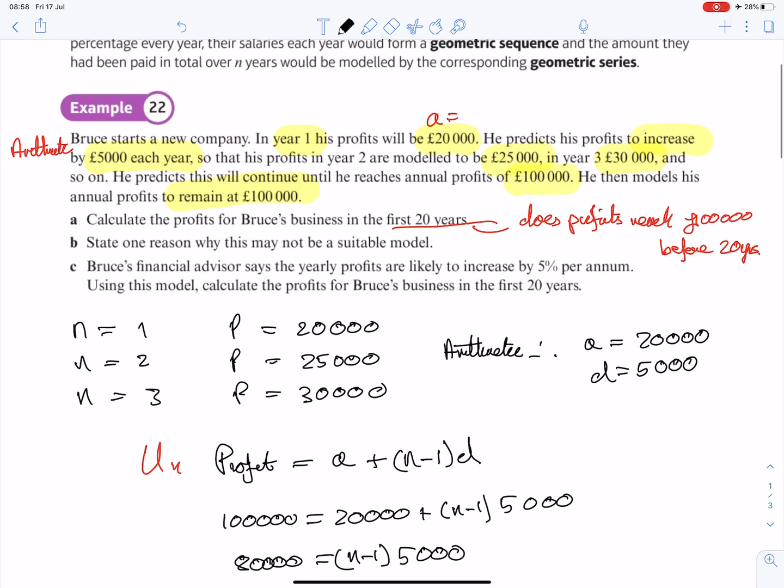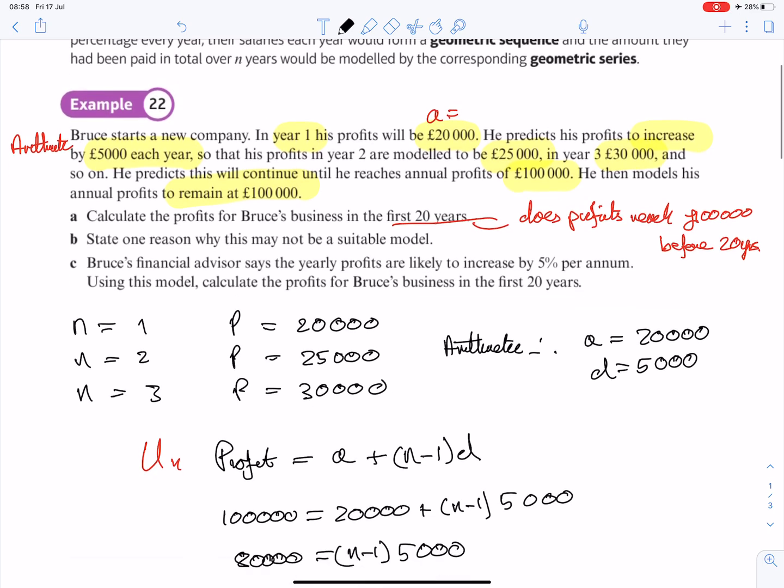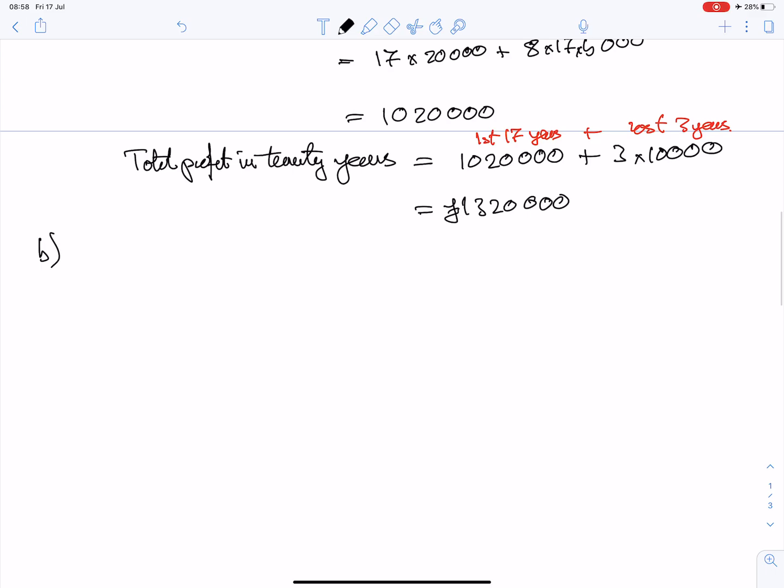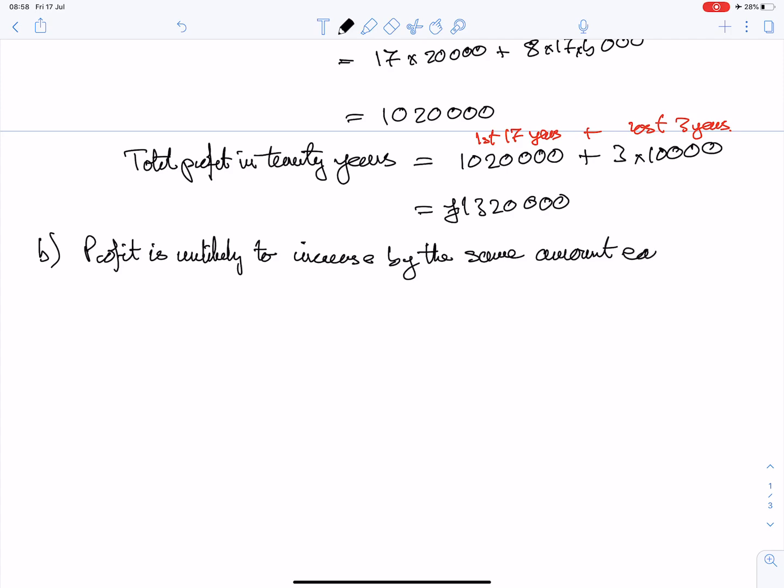Part B. State one reason why this may not be a suitable model. Well, profit is unlikely to increase by the same amount each year. There's going to be some inflation and that kind of thing, and some years you're going to have a bad year, other years you're going to have a good year. It's very, very unlikely.